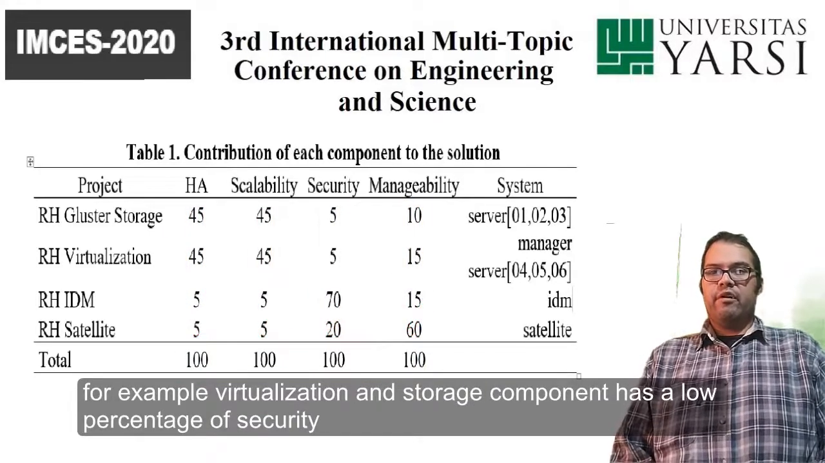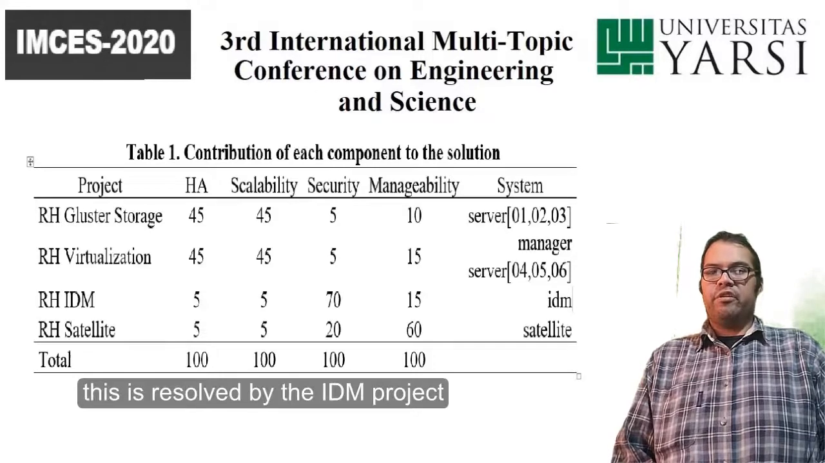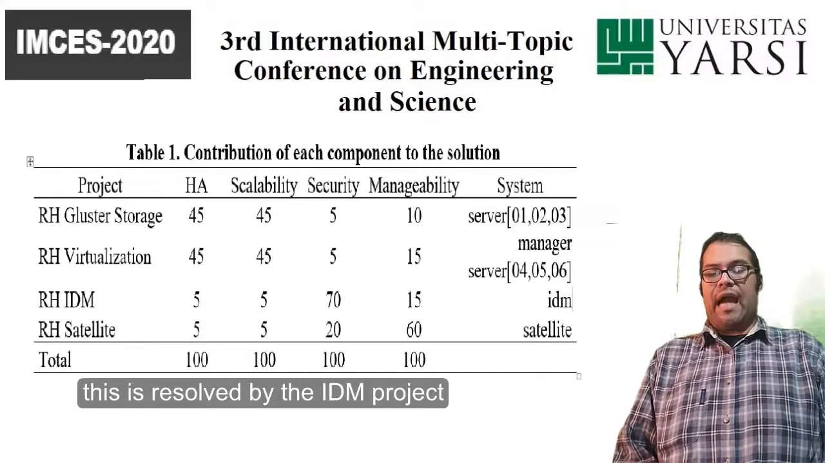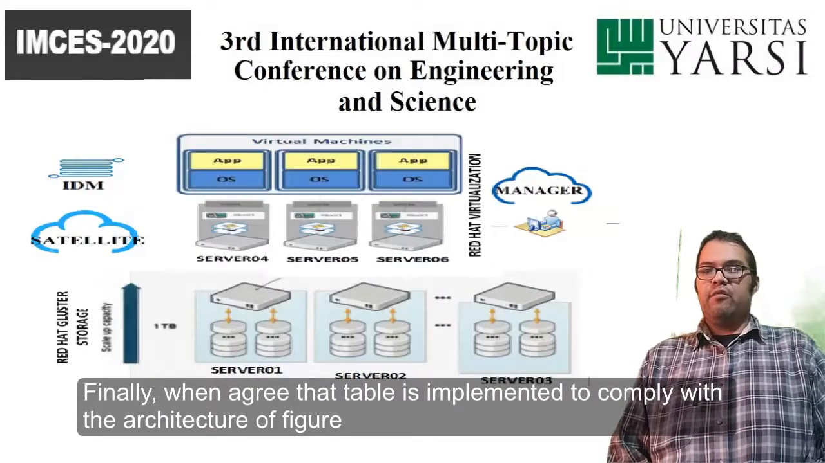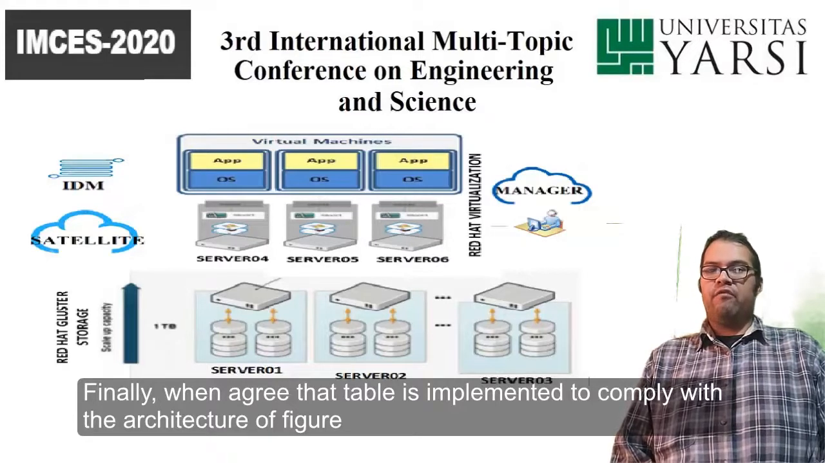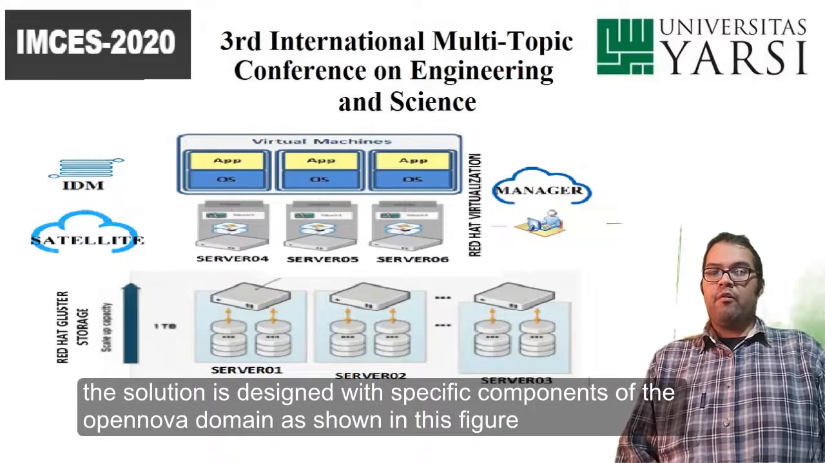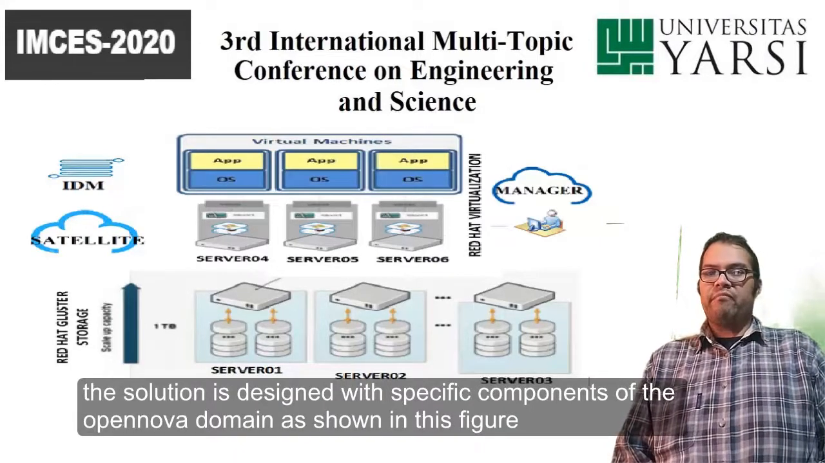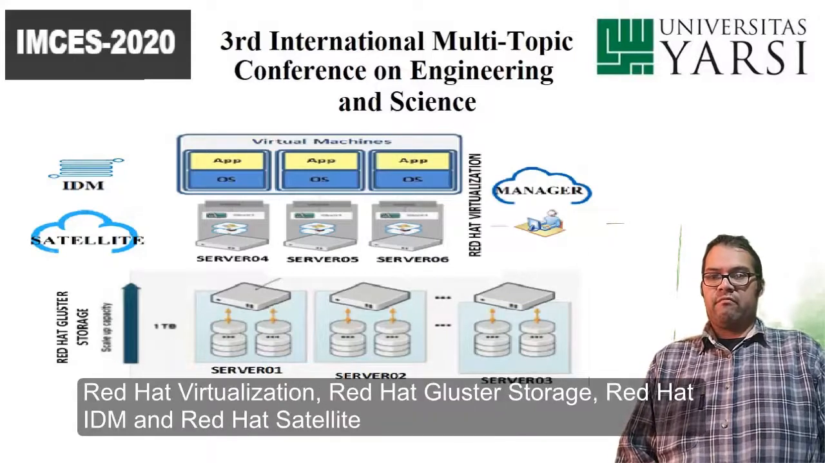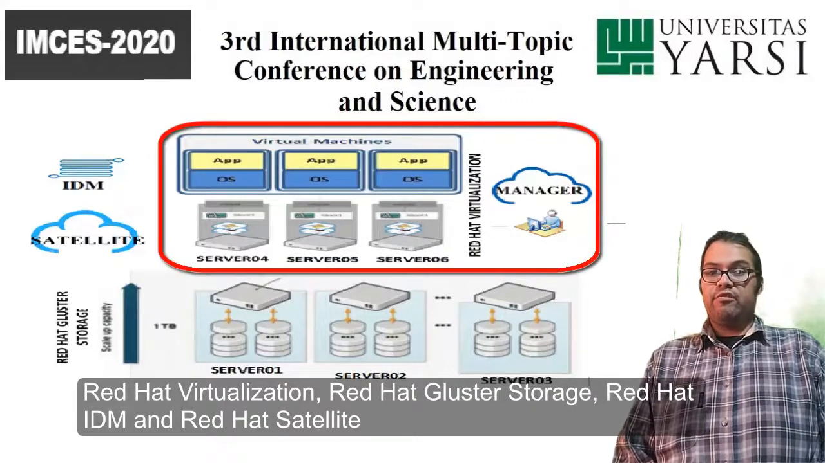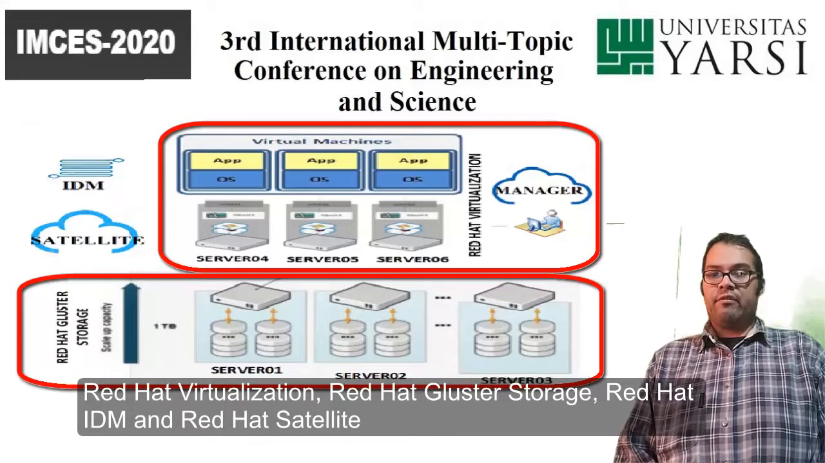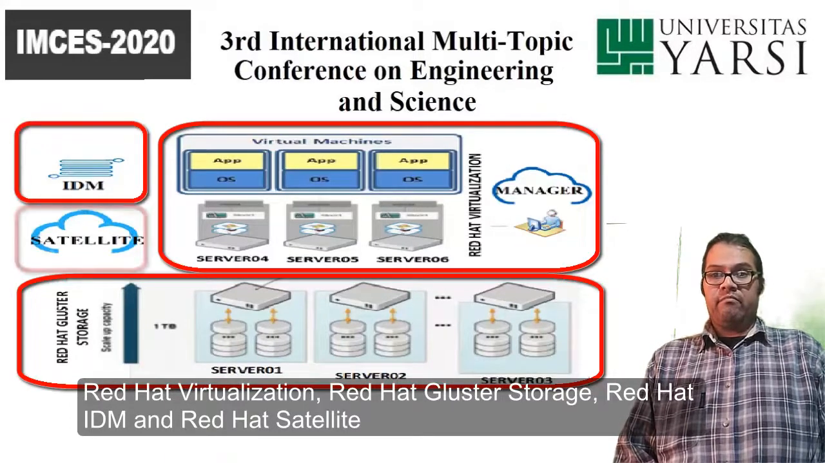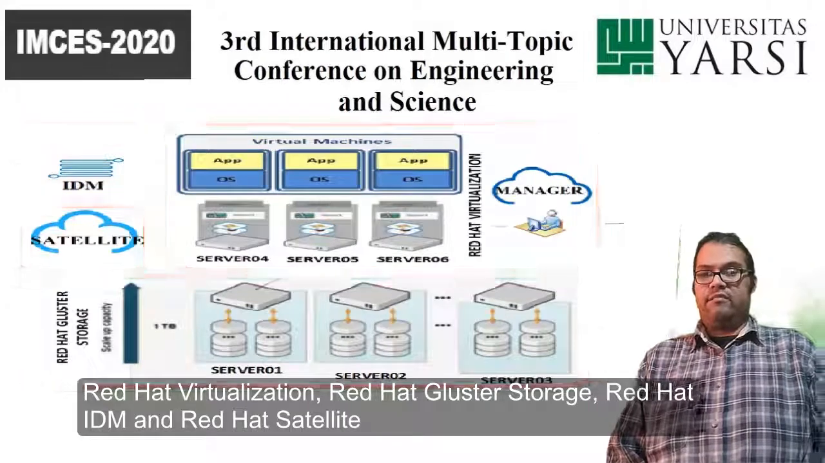For example, the virtualization and storage components have a low percentage of security that is resolved by the IDM project. Finally, once the table is agreed upon and implemented to comply with the architecture of the figure, the solution is designed with the specific components of the OpenNova domain, as shown in this figure: Red Hat Virtualization, Red Hat Cluster Storage, Red Hat IDM, and Red Hat Satellite.